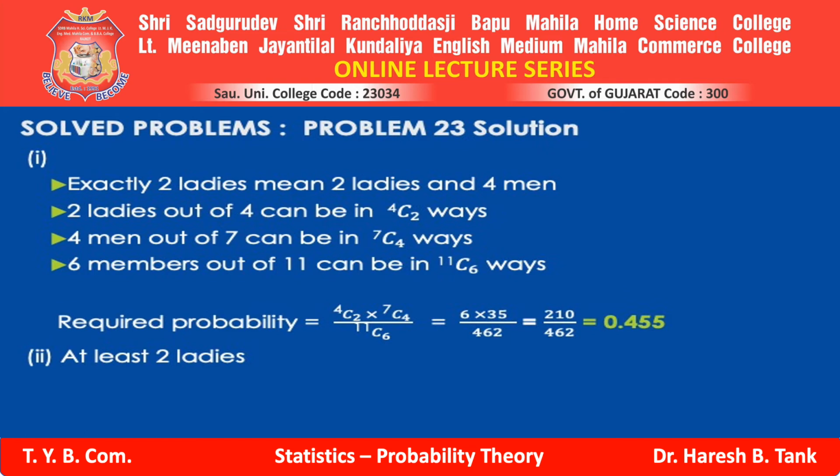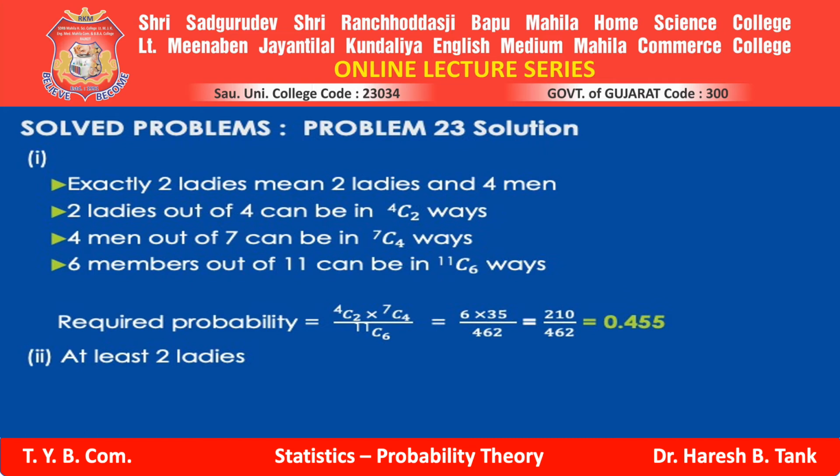Exactly 2 ladies means 2 ladies and 4 men. Okay. 2 ladies out of 4 can be chosen in 4C2 different ways. 4 men out of 7 can be chosen in 7C4 different ways. Total members are 6 out of 11, which can be chosen in 11C6 ways. So the required probability is very simple. 4C2 multiplied by 7C4 divided by 11C6. Simplifying it, it comes to 210 divided by 462, which is equal to 0.455. Right? It was very simple.